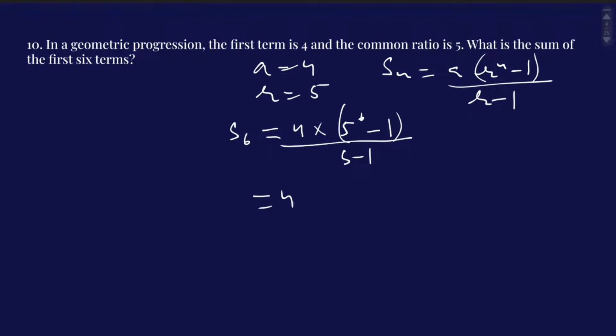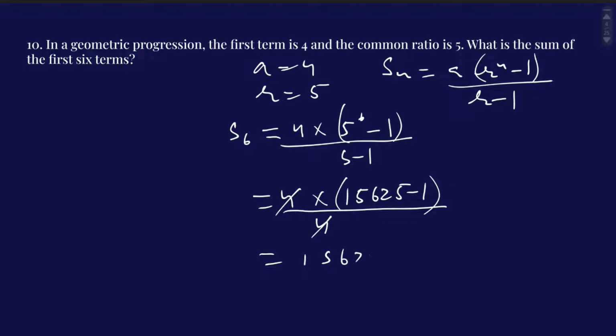So this would be nothing but 4 into 5 to the power 6, which is 15,625, minus 1 upon 5 minus 1, which becomes 4. So this 4 and 4 get cancelled. Our answer becomes 15,624.